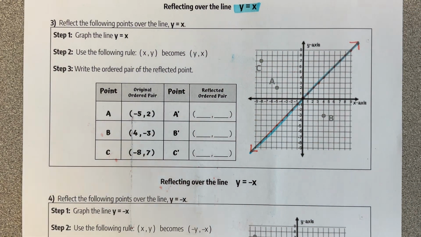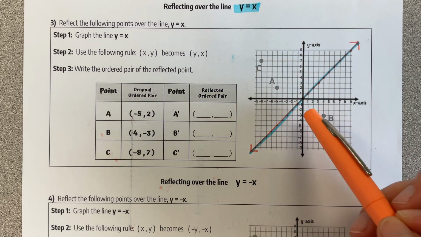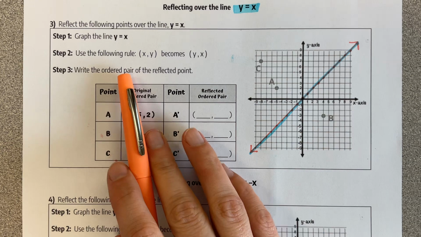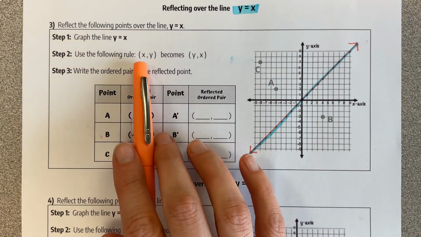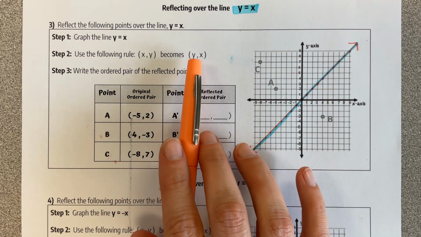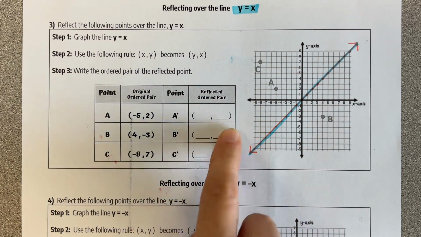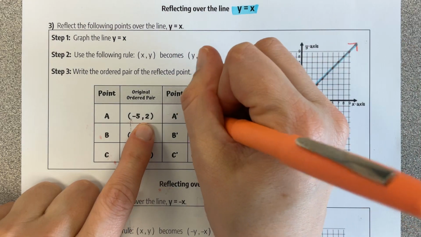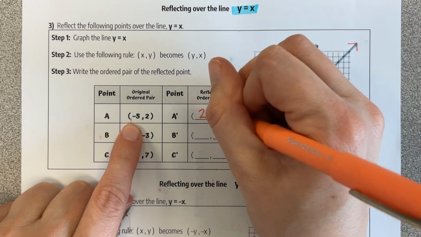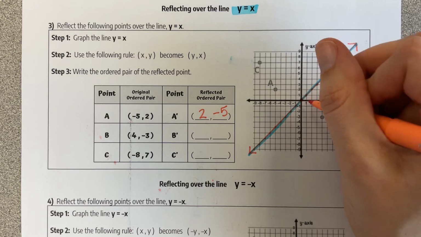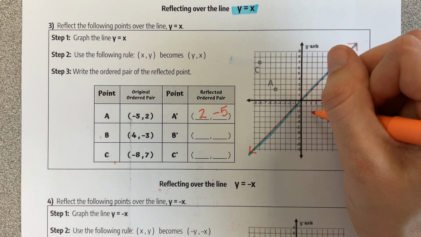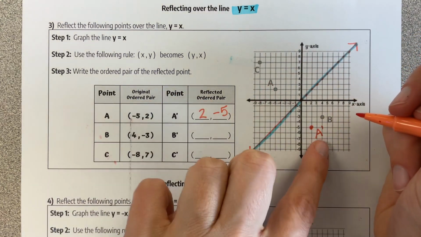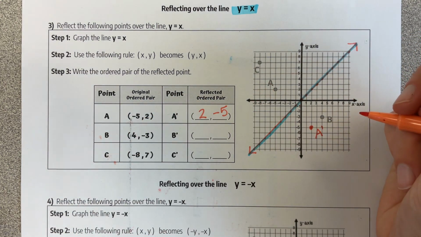Because it's a diagonal line, we can't just directly count up and over like we did in the past. So instead we're going to use this rule that our ordered pair x, y flips around to y, x. I'm going to write the reflected pairs first. My y value is going to become x, and my x value is going to become y. And I plot that point. That's at 2, negative 5. 1, 2, 3, 4, 5. So that's A prime. And if you look at that, it kind of looks like it reflected over the line.